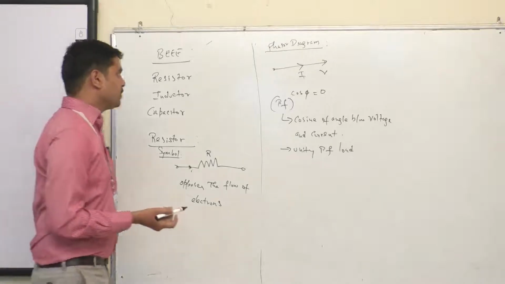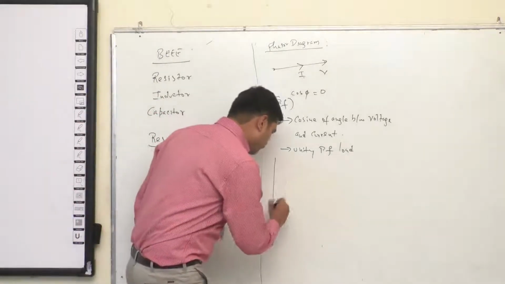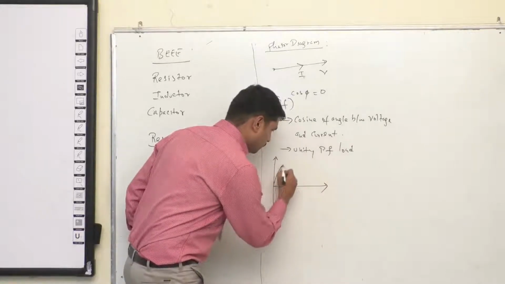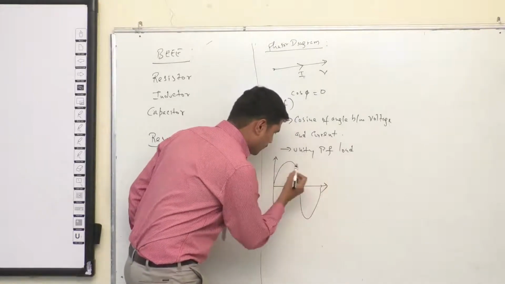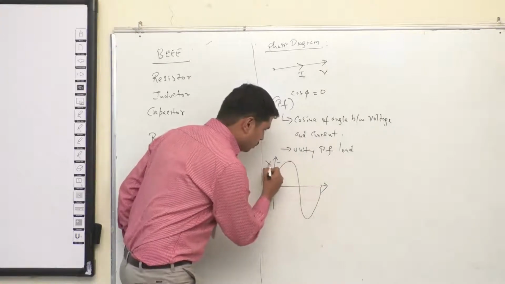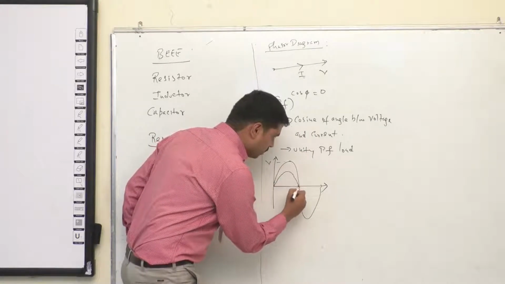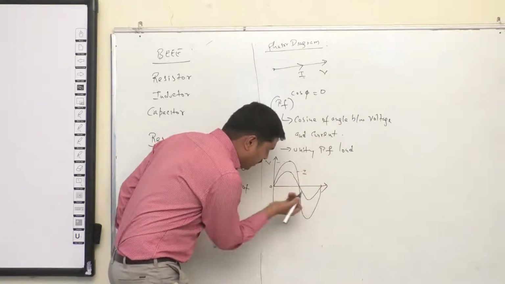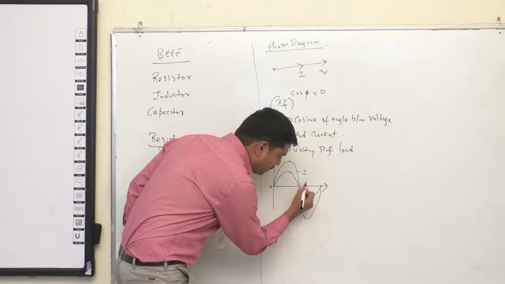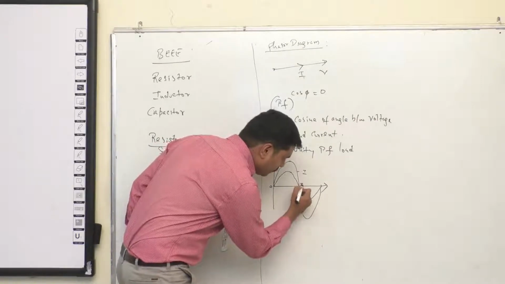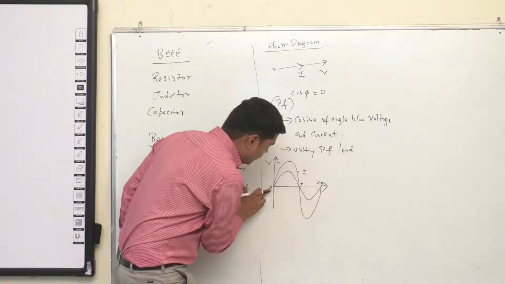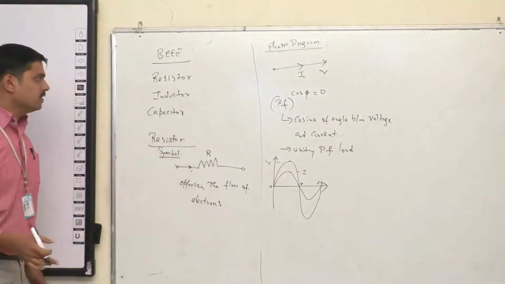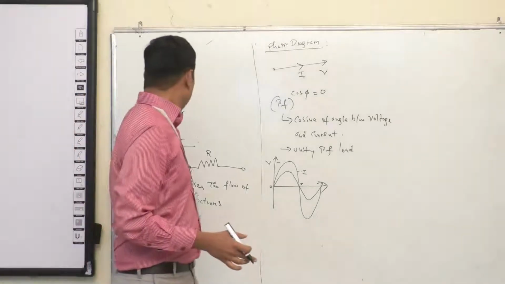Then, if you see the waveform structure, this is a sinusoidal wave, this is the voltage, and this is the current. You see that it starts from 0 degrees, comes to 180 degrees, and then to 360 degrees. Both the current and voltage start and end together. That means they are in phase. That is called a resistor.